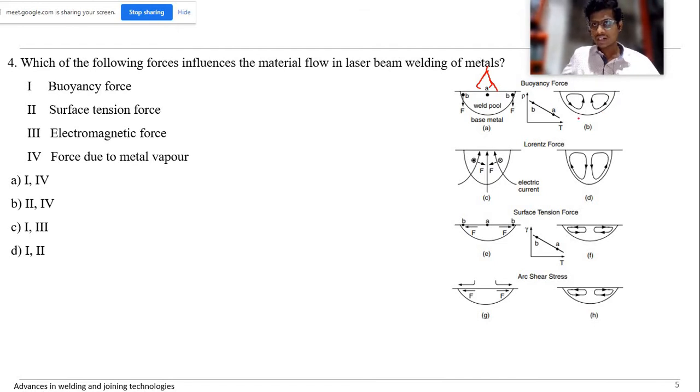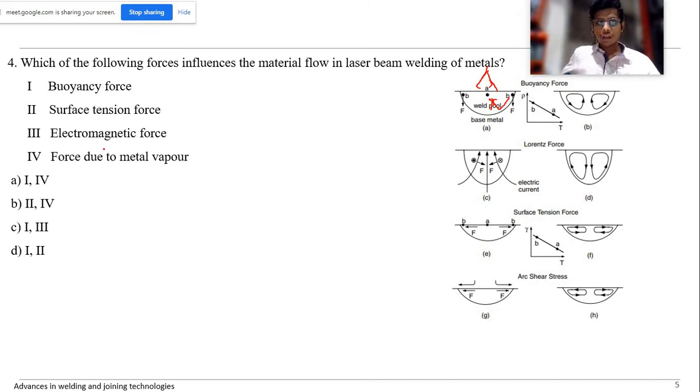Because of that, we'll get this kind of convection, from the extreme towards the center, like this. This is the weld pool convection, mainly due to this buoyancy force. If buoyancy force is dominating in the given weld region, then we'll get a deep, wider pool. I think this point is understood: buoyancy force is mainly because of density variation. This kind of flow convection will be there in the weld pool from the extreme towards the center because the density is more here.